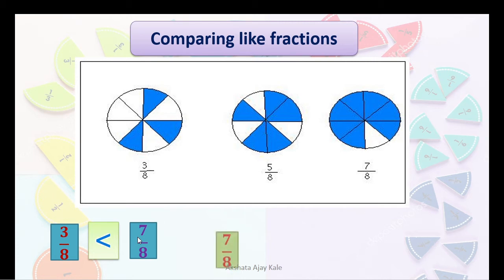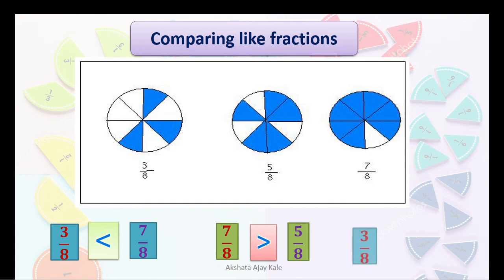Okay, one more we will go through. 7 upon 8 and 5 upon 8. See this figure and this figure. Here 7 parts are colored and here 5 parts are colored. Yes. Which figure tells us that more parts are colored? Which is greater now? Yes, very good. 7 upon 8 is greater than 5 upon 8. You can compare the shaded portion. Right? We will move to the third one.